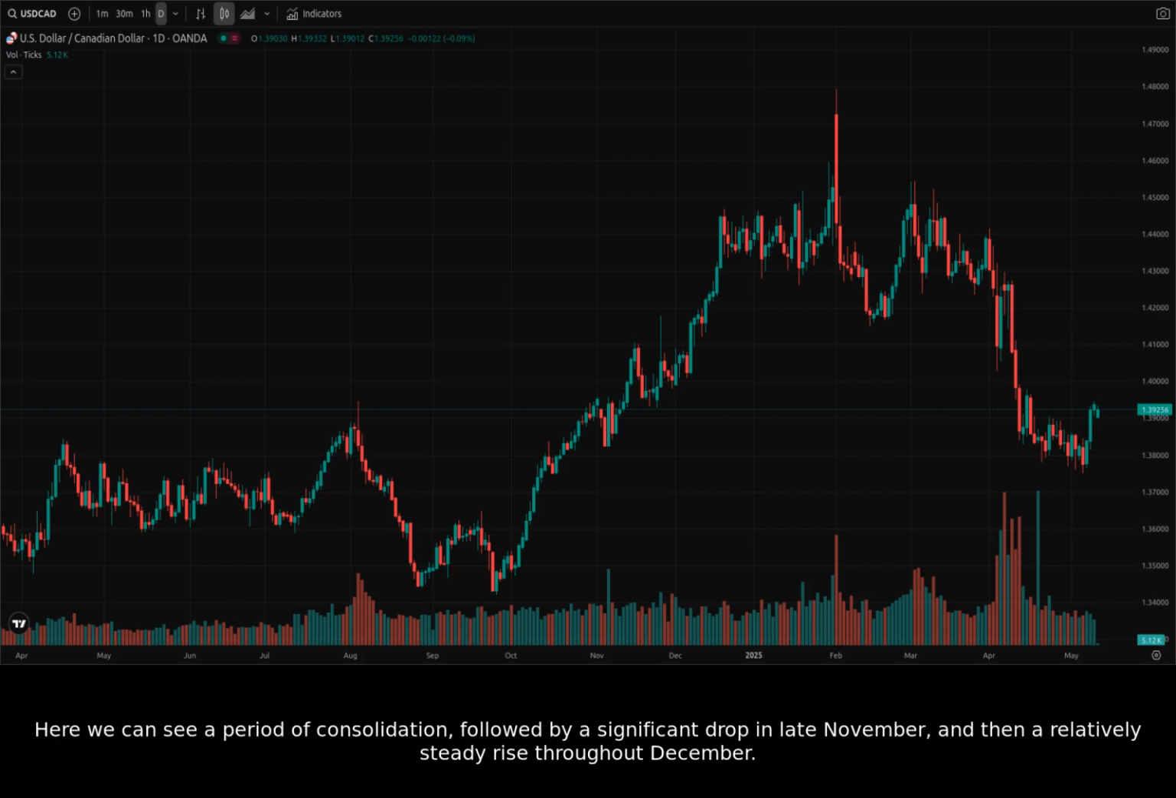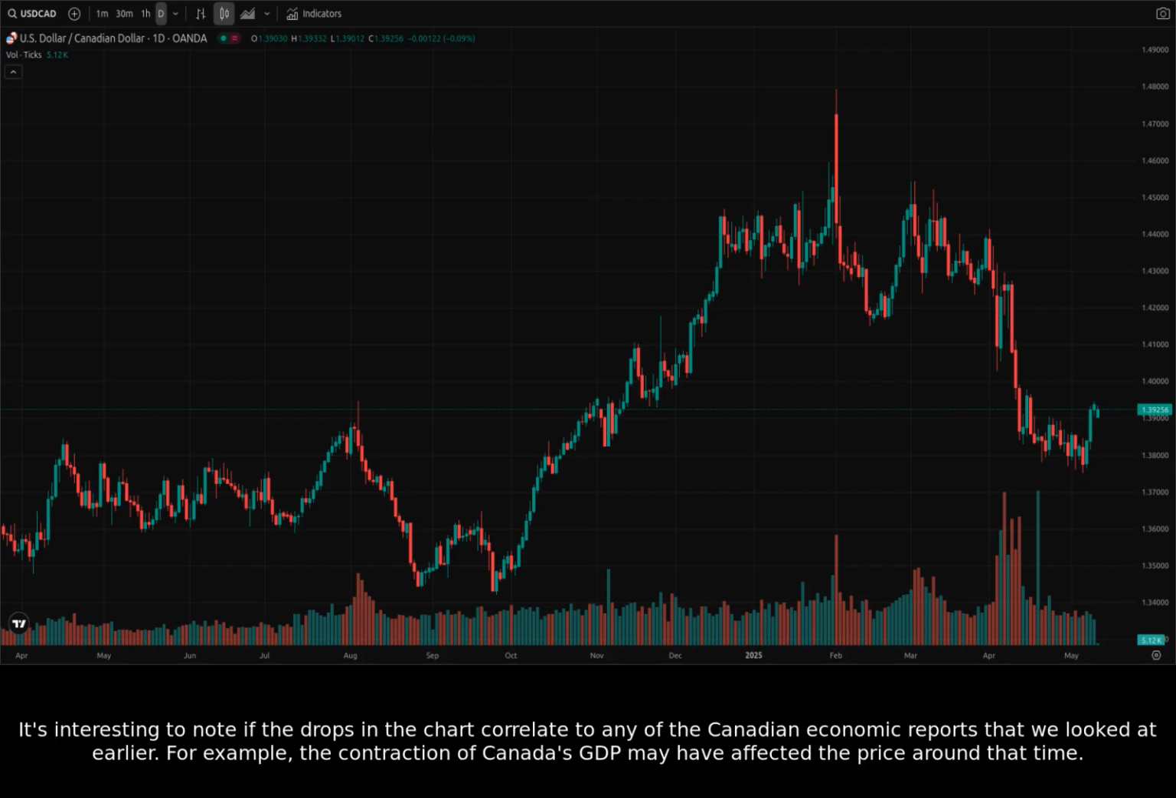Here we can see a period of consolidation, followed by a significant drop in late November, and then a relatively steady rise throughout December. It's interesting to note if the drops in the chart correlate to any of the Canadian economic reports that we looked at earlier. For example, the contraction of Canada's GDP may have affected the price around that time.